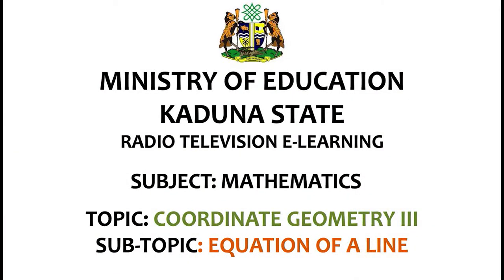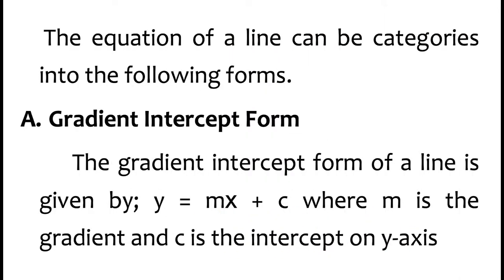Today we are going to consider a topic known as coordinate geometry. Under coordinate geometry, we'll be considering the equation of a line. The equation of a line can be categorized into the following forms.